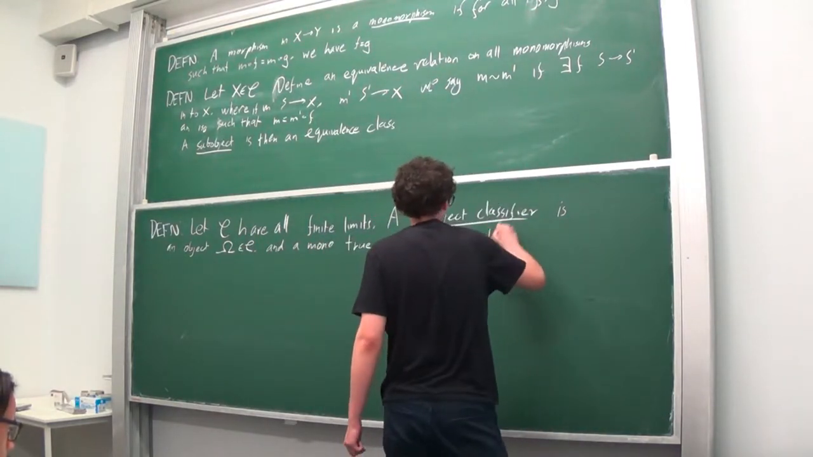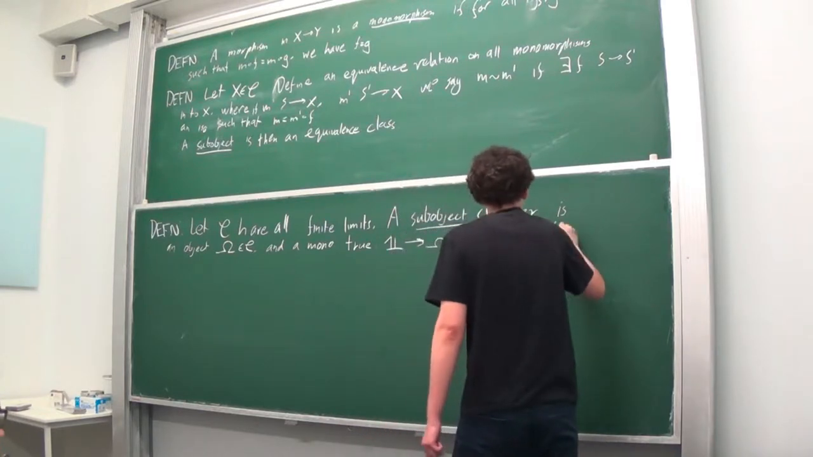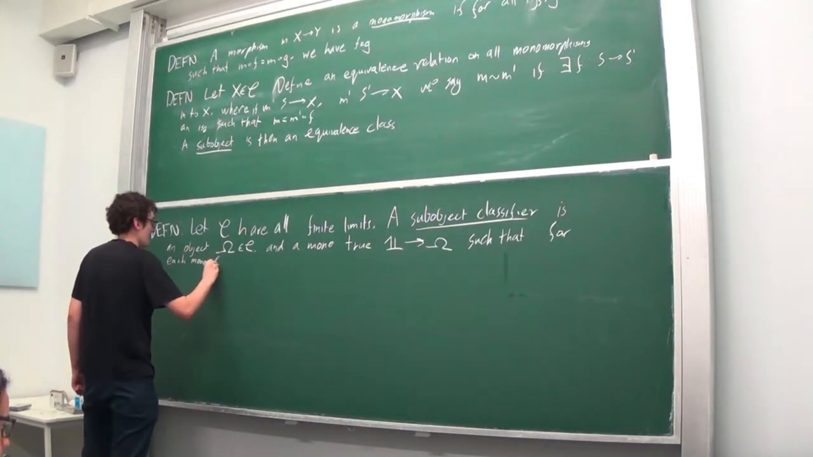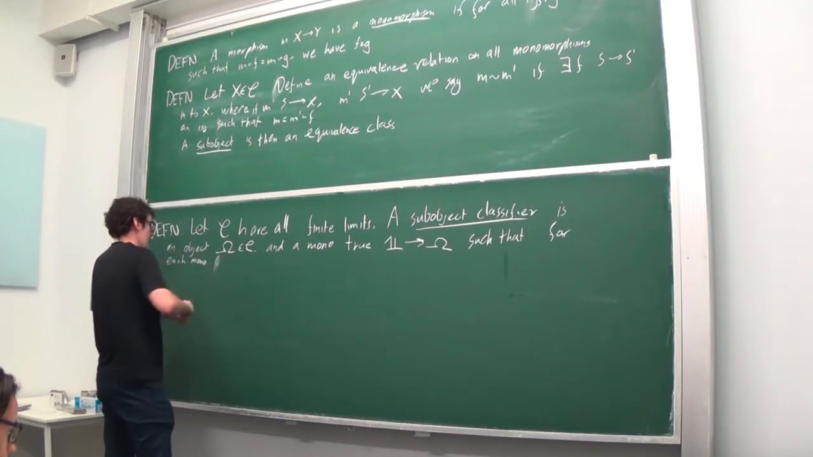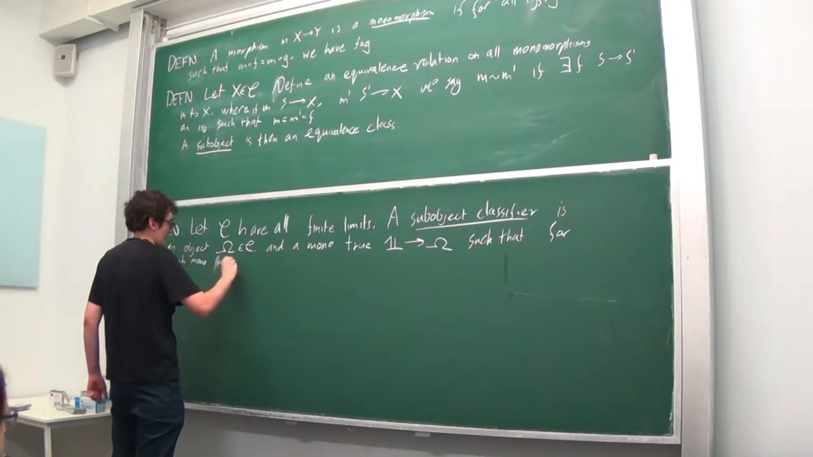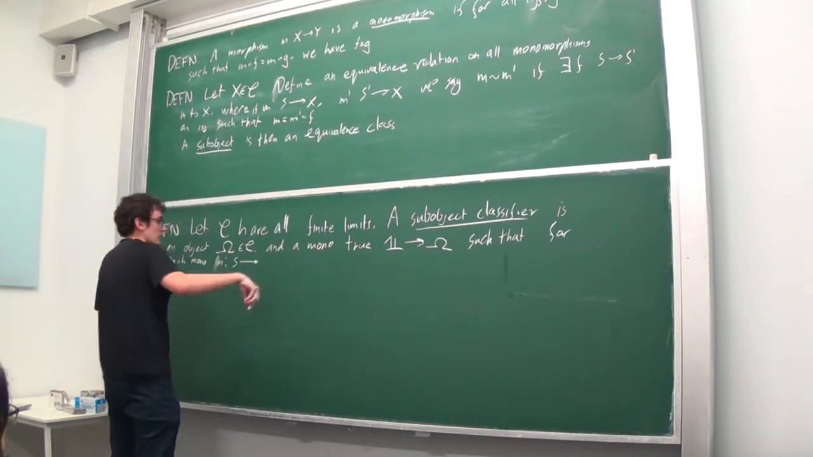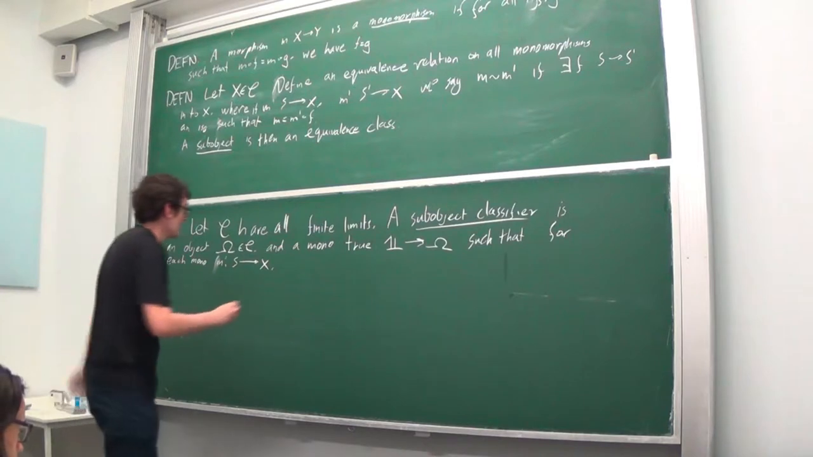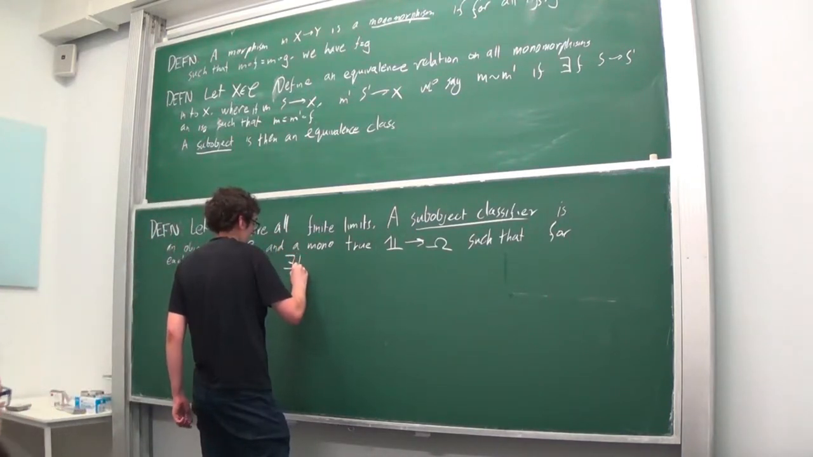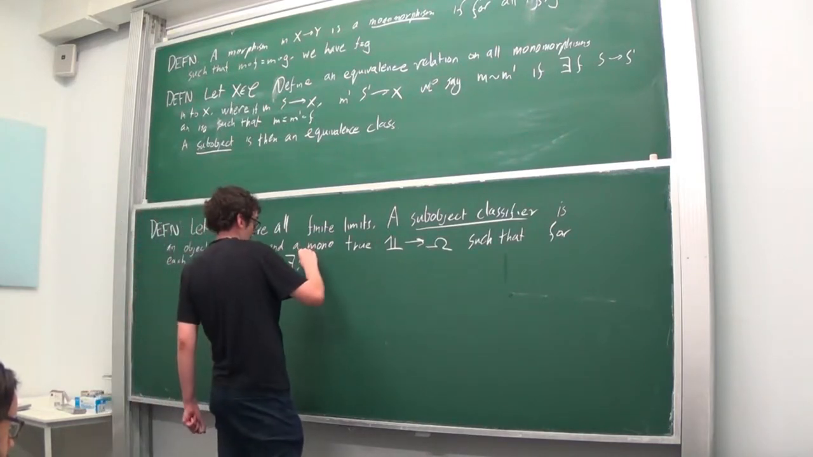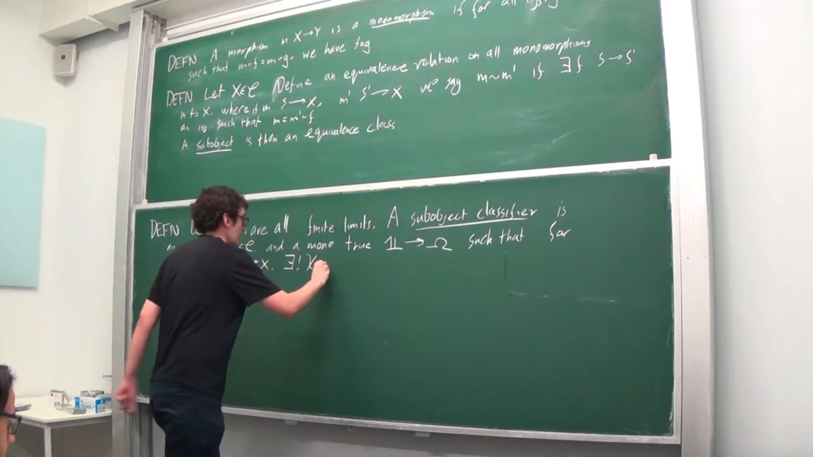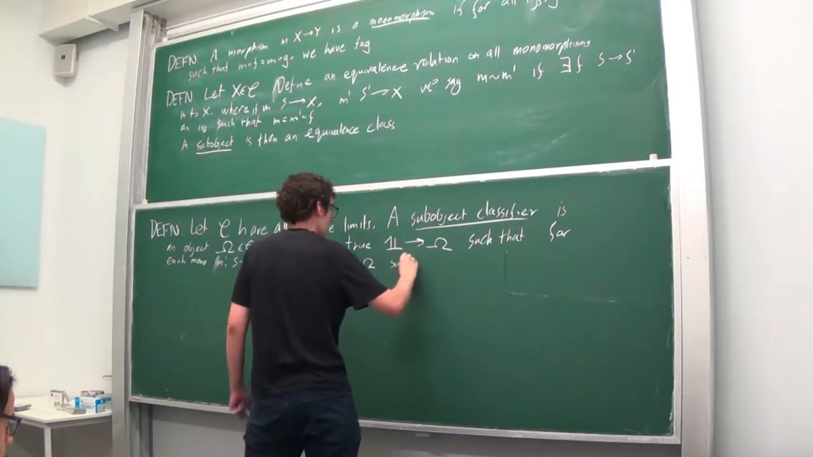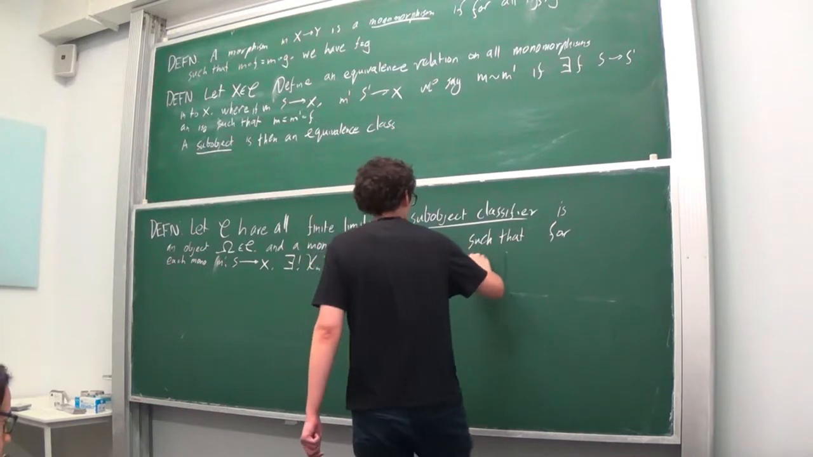Such that for each monomorphism, let's call it M, which goes from S to X. So for each monomorphism between two objects, there exists a unique map, which I'll call chi of M, which goes from X to omega, such that the following square is a pullback.